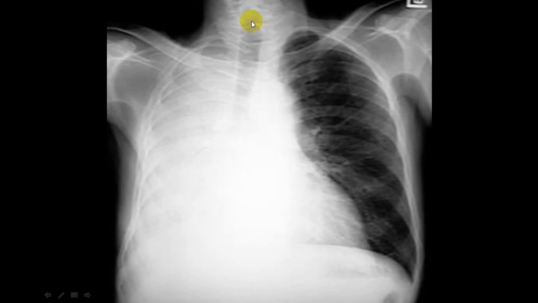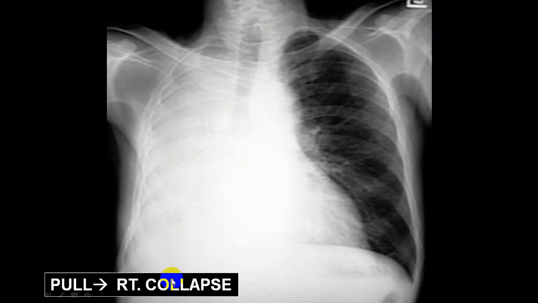Now if you look here, again the trachea is pulled towards the affected side. The entire right hemithorax is radiopaque, and the trachea is towards the same side. So this is right side collapse. Clear?